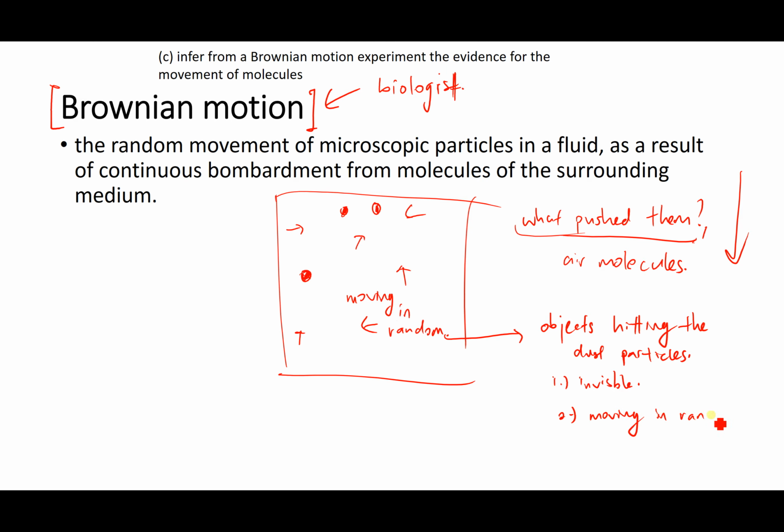There is no fixed direction as to how the smoke particles are going to move. At one point of time it's going to move up, at another point of time it's going to move right, down, left, diagonally, north, south, east, west. It's going to move in all directions, and therefore there's no fixed position, and that's why we use the word random.